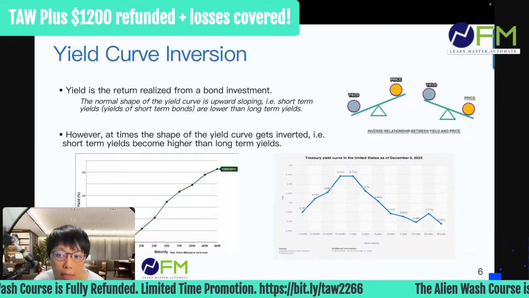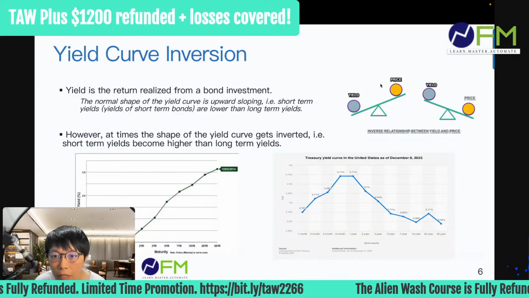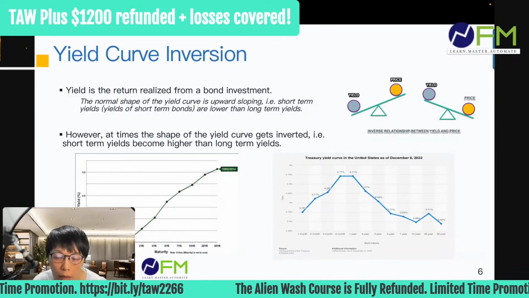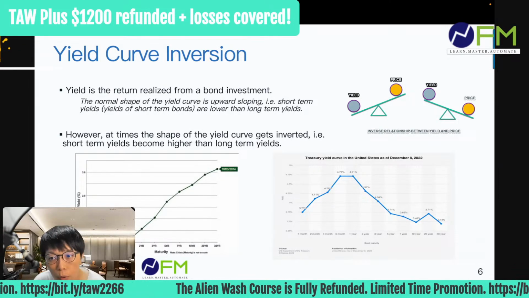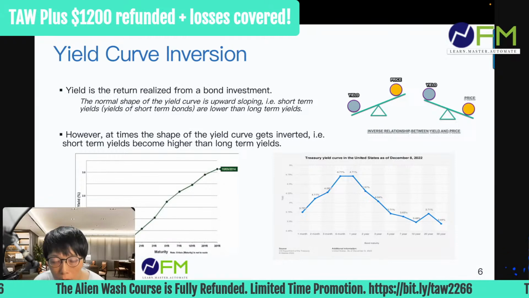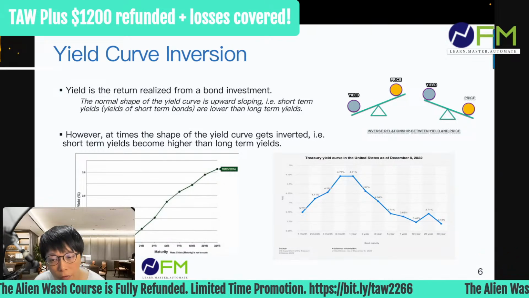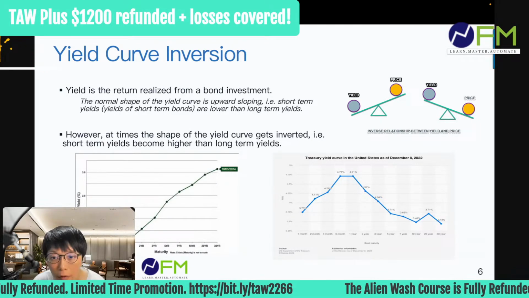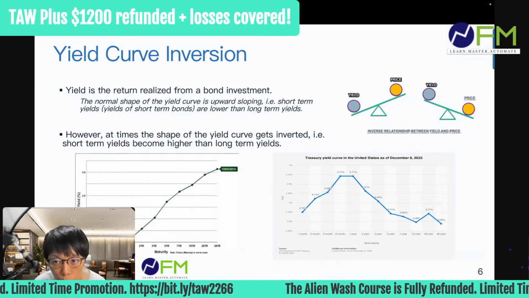Why do I say that? If you take a look at this place here, where I've drawn a seesaw between yield and price, the yield and the price of the bond have this inverse relationship. For example, if the price of the bond goes up, because more people buy it, then the yield of that bond would drop.